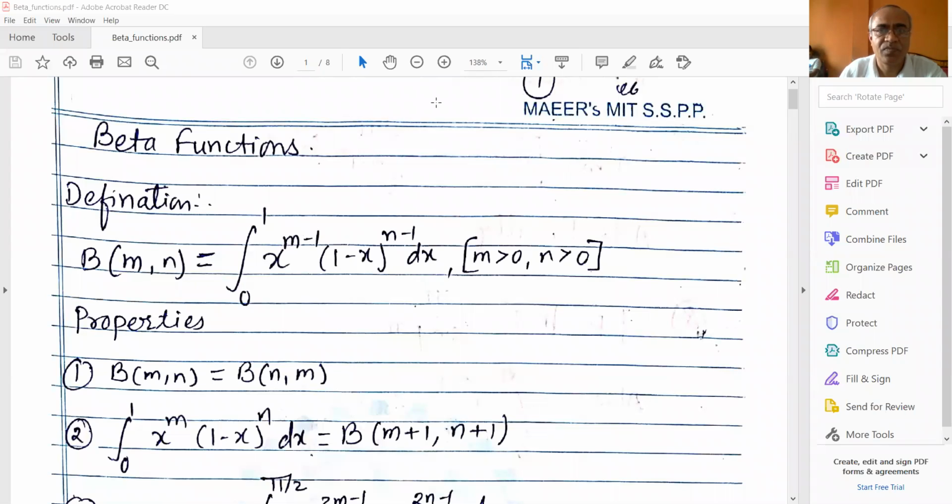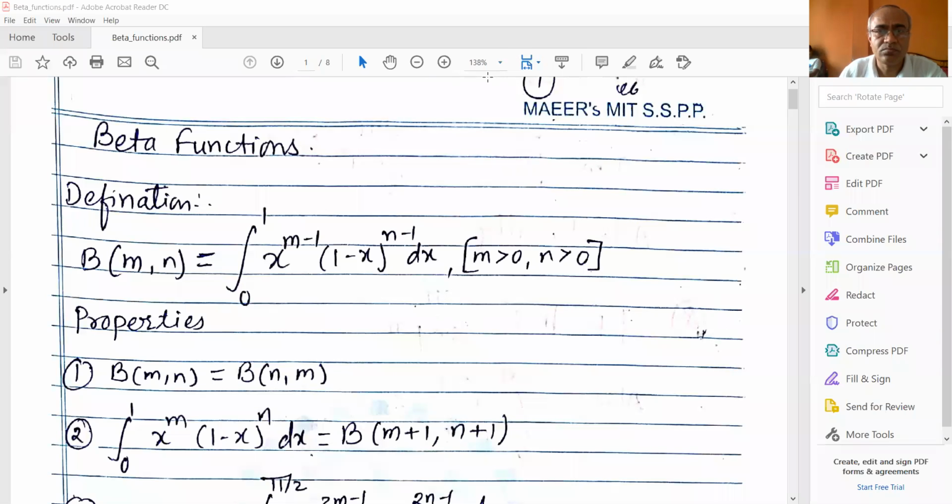Today we will discuss the details of the beta functions. I'll share some details with you. Let's first of all start with the basic definition of the beta function.